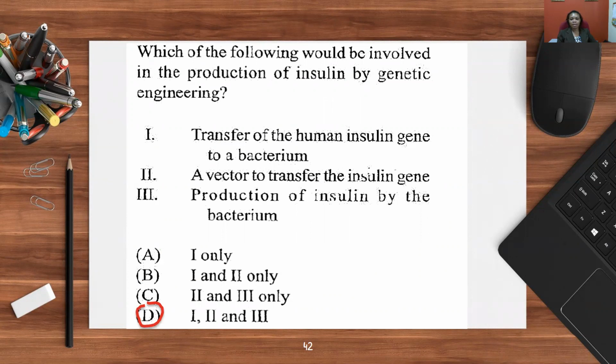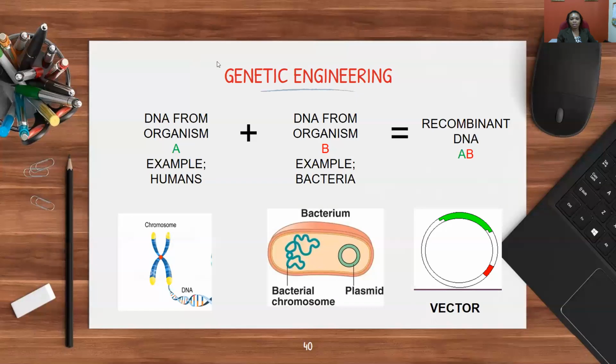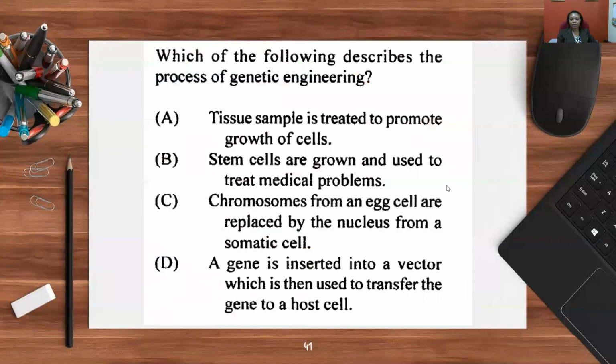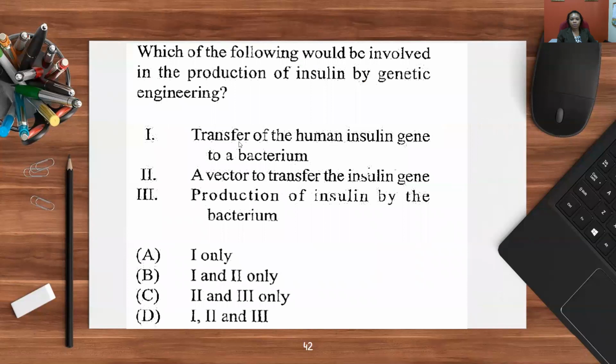So we just saw that being demonstrated in the theory that I explained to you. DNA from organism B, recombinant DNA. So 1, you have transfer of the human insulin gene into the bacterium, a vector to transfer the gene, and production of insulin by the bacterium, and that will take place via asexual reproduction.